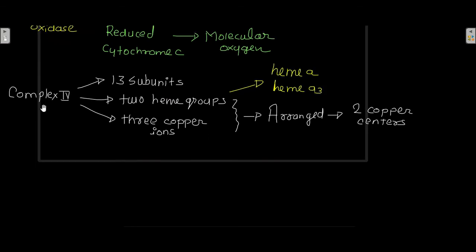Now this complex 4 has 2 heme groups, right? These 2 heme groups of complex 4 are named heme A and heme A3. So heme A and heme A3 are the 2 heme groups present in complex 4.